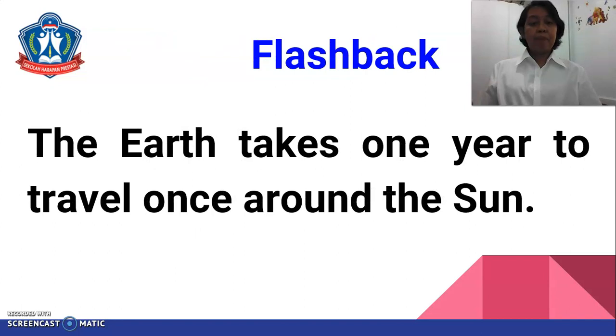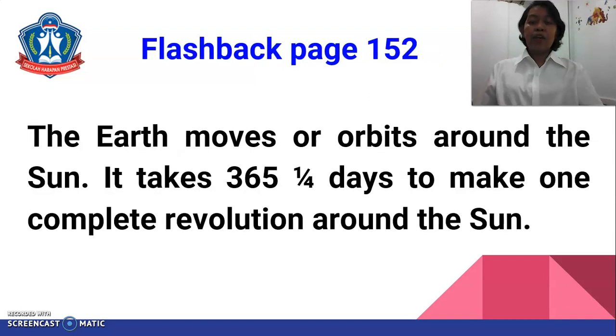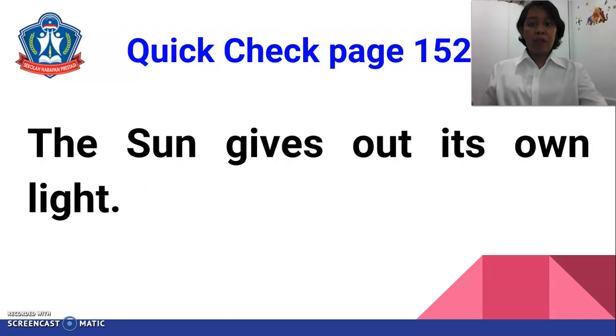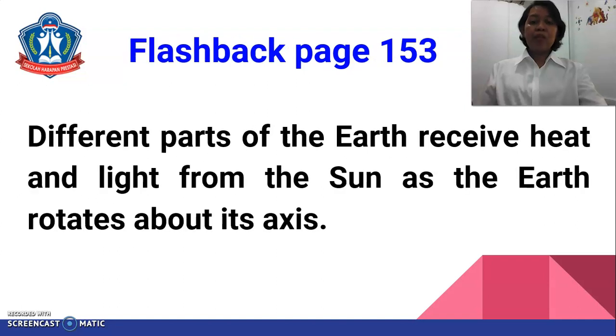Flashback. From the past unit, we had learned that the Earth takes 1 year to travel once around the sun. The Earth moves or orbits around the sun. It takes 365 and 1/4 days to be exact to make one complete revolution around the sun. The sun is about 150 million kilometers away from the Earth. The sun gives out its own light. Different parts of the Earth receive heat and light from the sun as the Earth rotates about its axis.